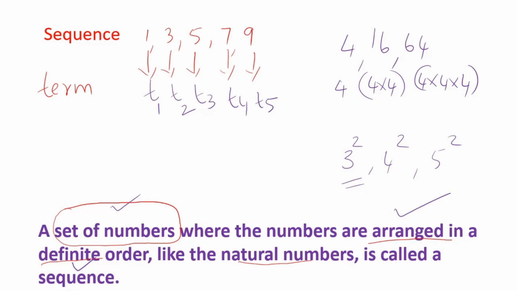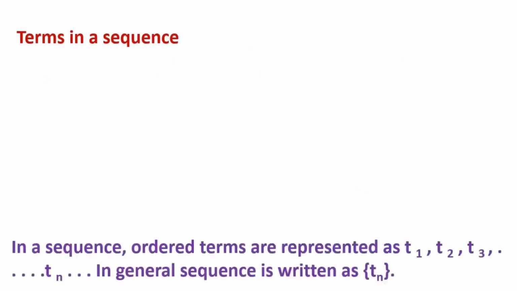Where again not even multiplication, some other operation. So a sequence can be a set of numbers arranged in a definite order, just like natural numbers, where a fixed pattern is followed. Okay, that much you followed. A term in that sequence is each number, and the terms are numbered like T1, T2, T3, up to Tn, and it goes further as well.